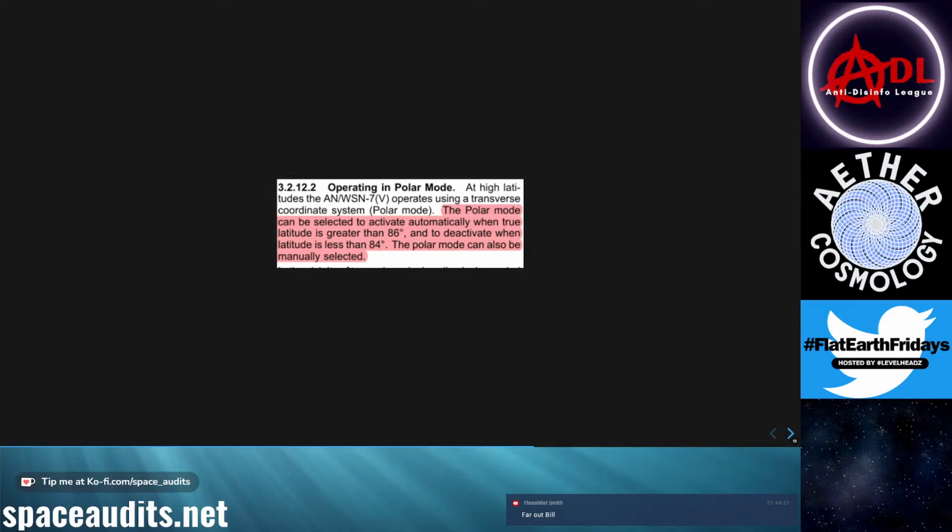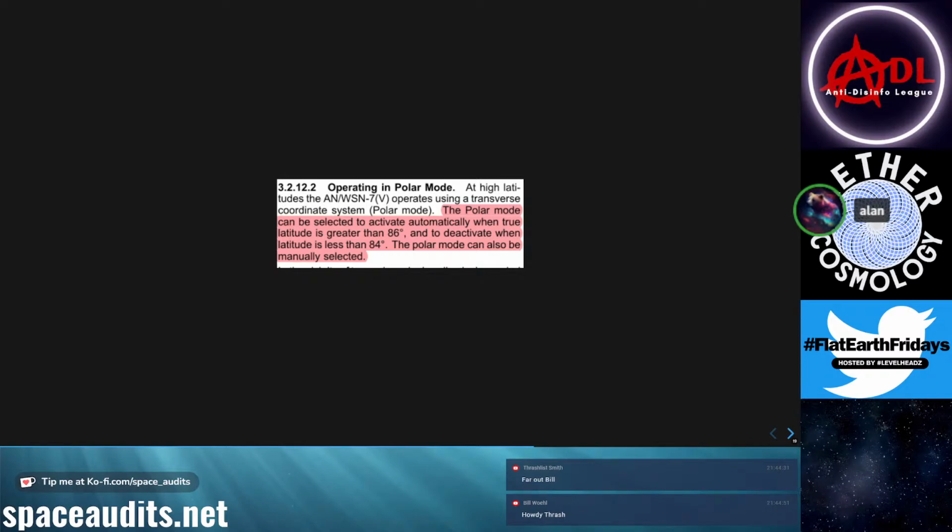Okay, cool. So we have operating in polar mode. Now we're going to get into polar mode, or they call it traverse mode, and the true coordinate system mode. So operating in polar mode: at a high latitude, the ring laser gyro operates in traverse coordinate system polar mode.